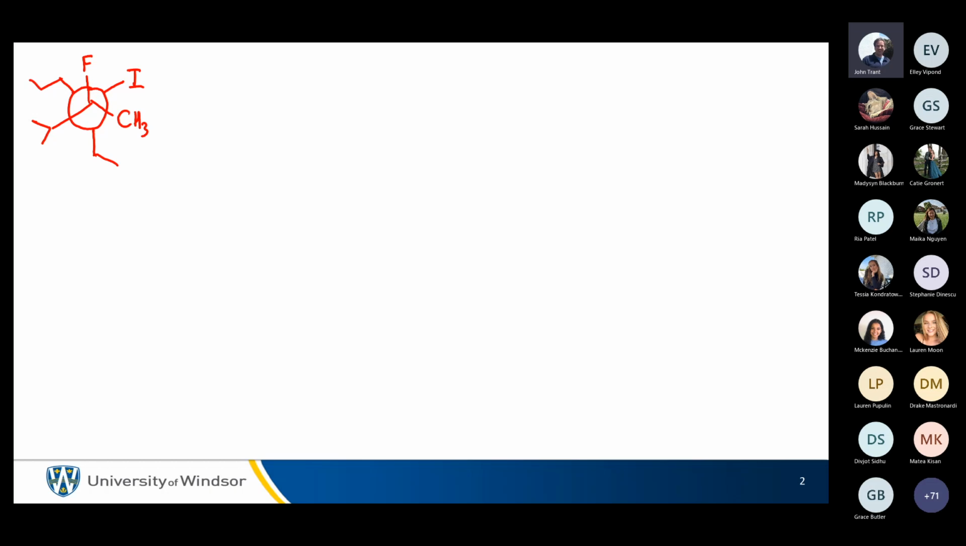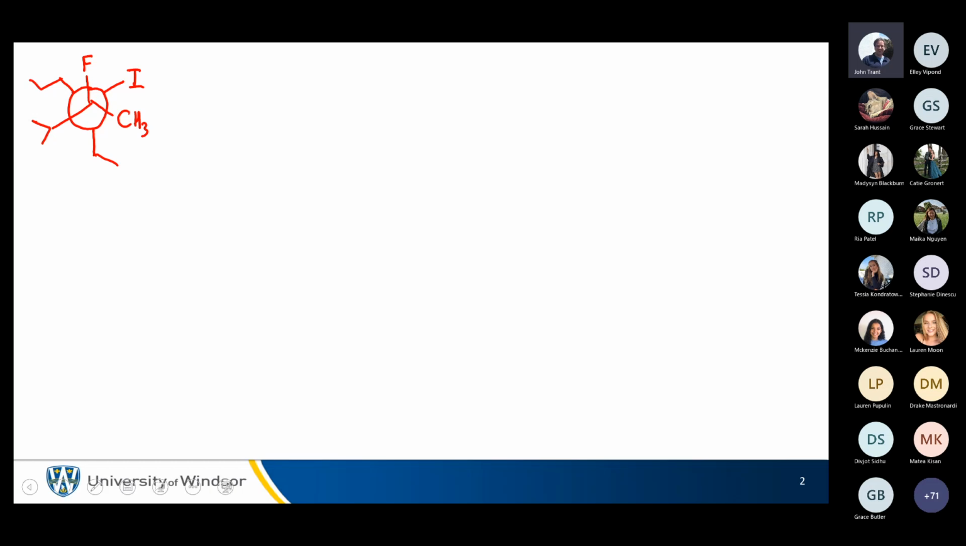So no, it's not. So what we need to do is identify the largest groups, the things that should be anti from each other. That should be your first thing. So on both the front and the back carbon, you should identify what you think are going to be the largest groups, so the groups with the biggest A value. One way you can do that is you can look up the A values. The other way you can do that is you can kind of know roughly what you expect to see.